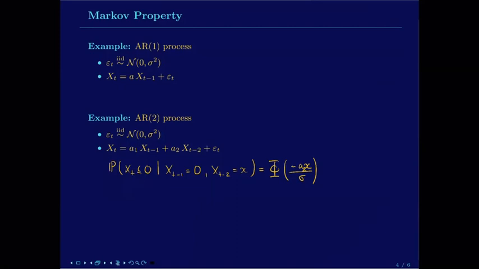So that contradicts the assumption that xt is Markov, or it simply shows that xt cannot be a Markov process, because we have found here a counterexample, and therefore xt is non-Markovian.